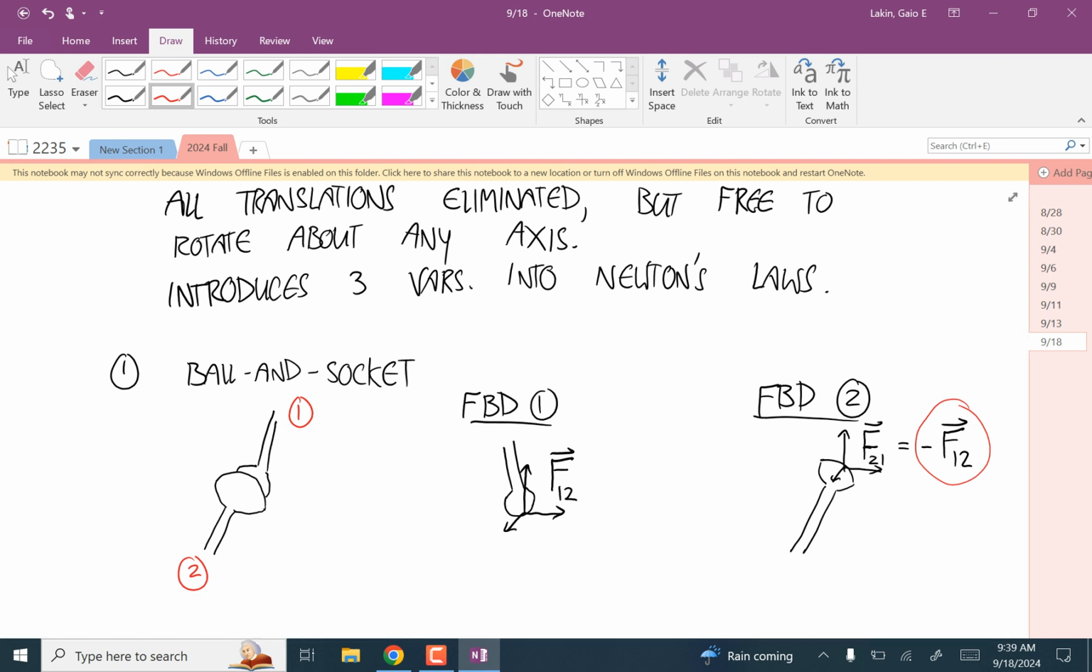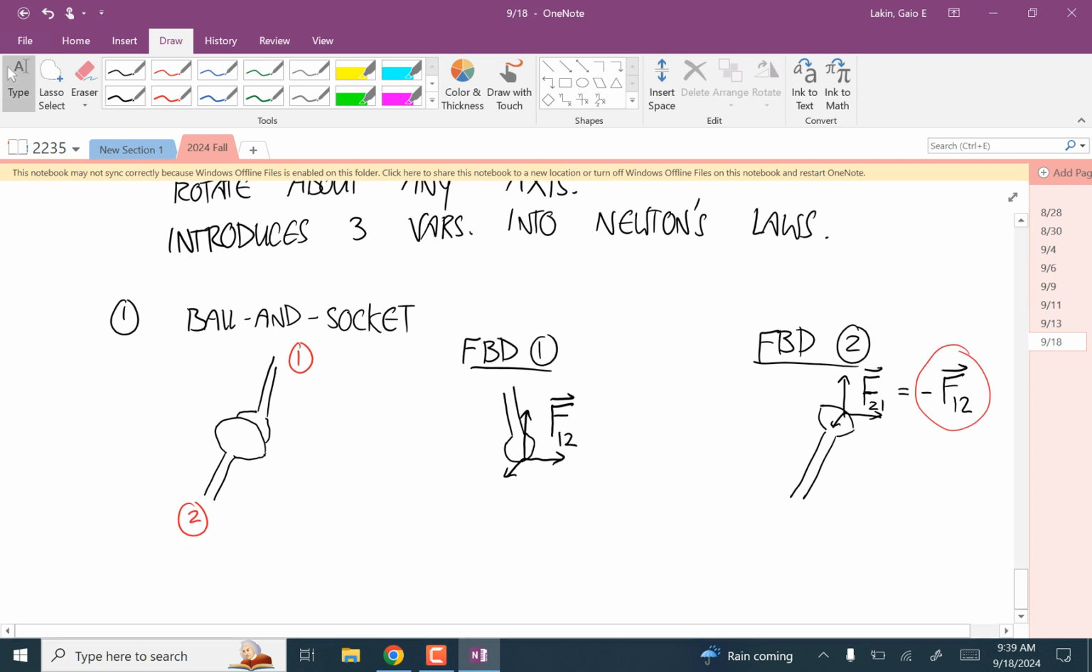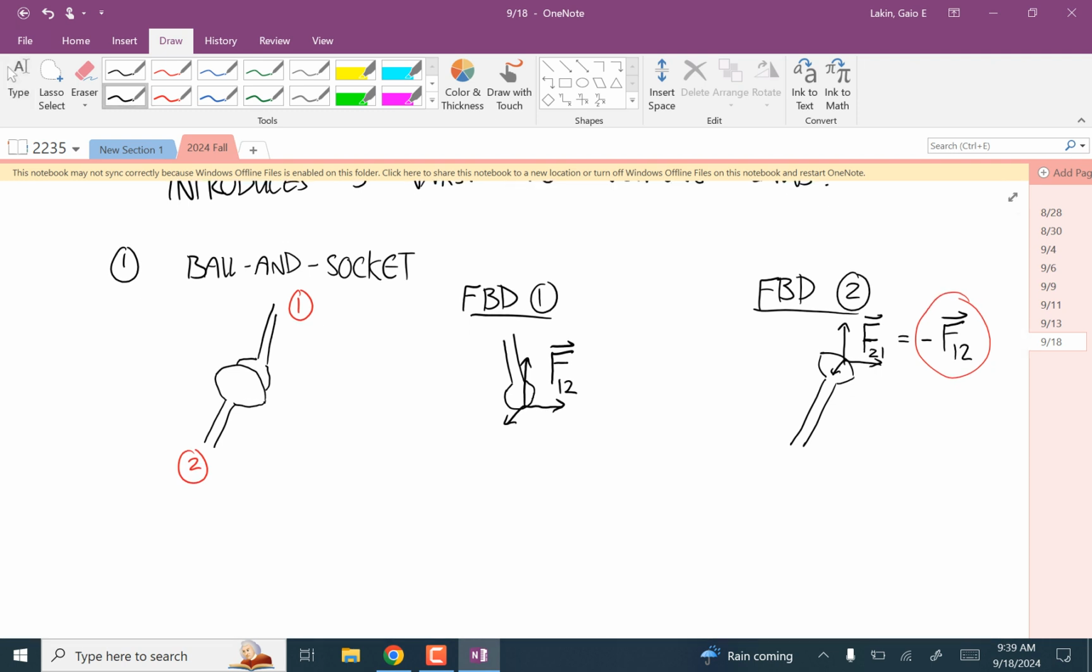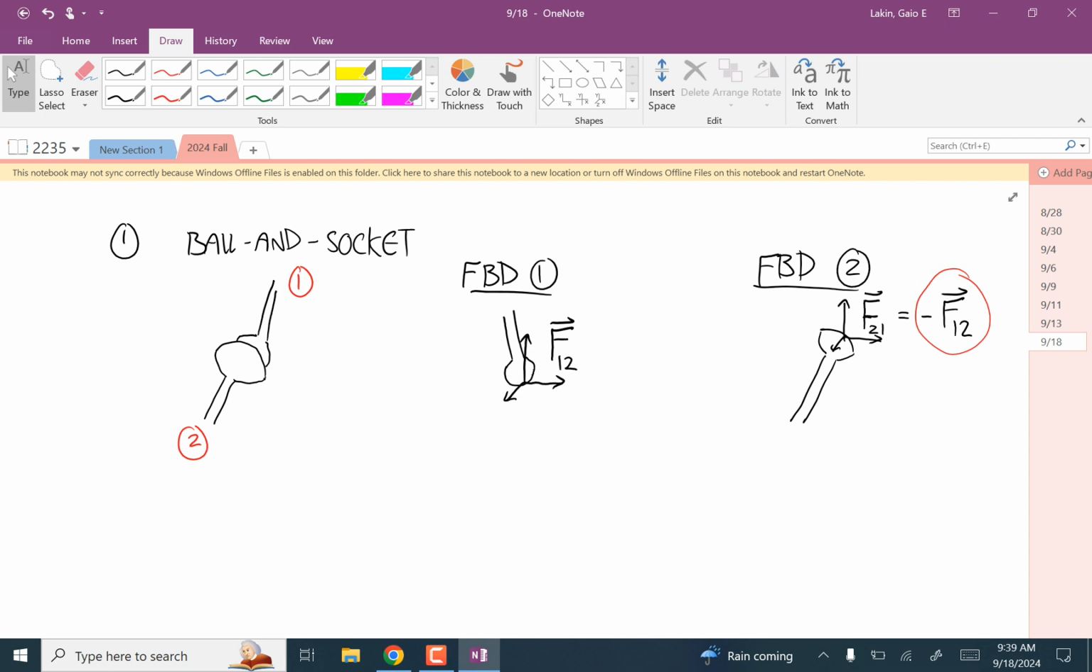So this is the one that you'd want to use in Newton's laws, because otherwise you're introducing unnecessary variables into the problem. Is this only for frictionless ball and socket? That's correct. Right. So in statics, if you had a ball and socket with friction in every direction, in statics that would just be a fixed joint. Any other questions about that one?